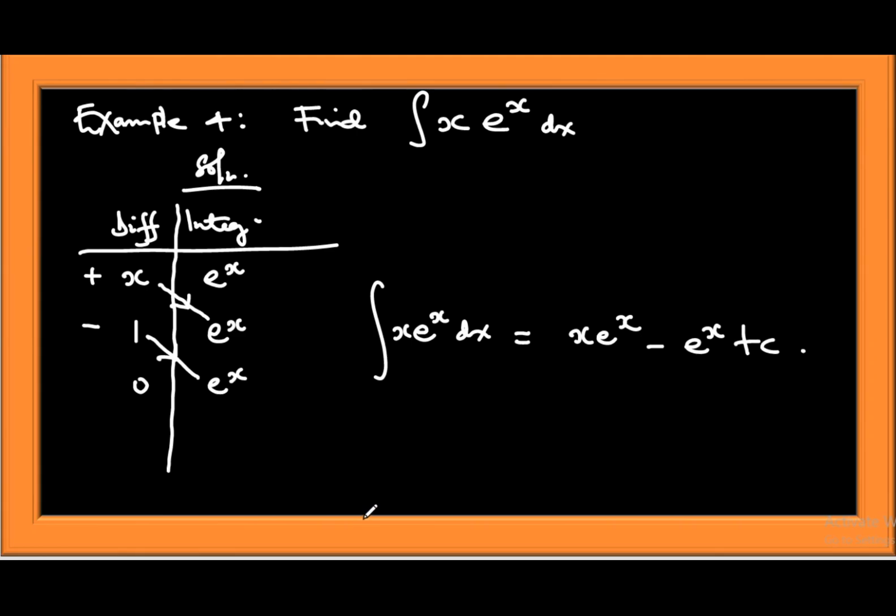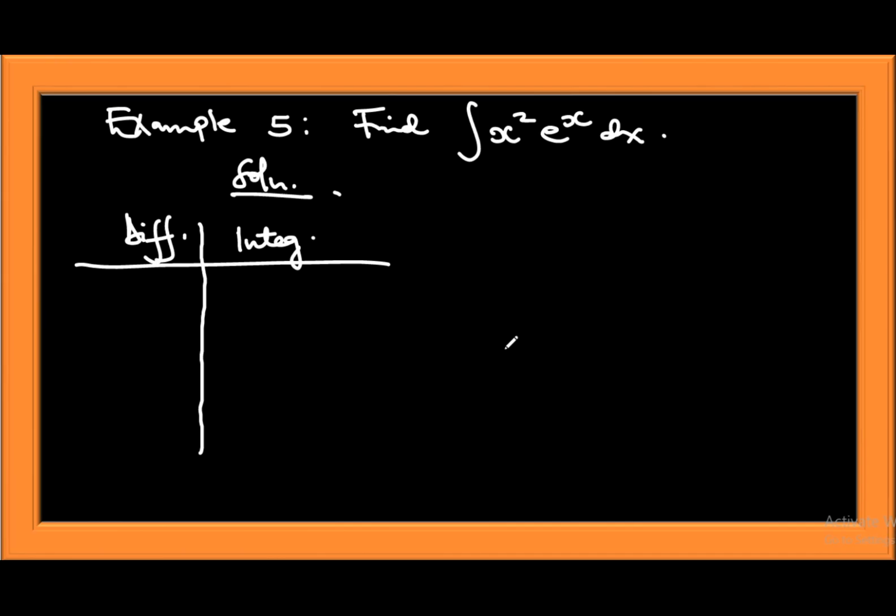Finally, example 5, and that will be the end of our examples. Then I give the exercise. Okay, there we are. We are now having x squared exponential x dx. If we are to use the formula by parts, we're supposed to go through it 2 times to get this integral. But here, we shall have x squared under differentiation, and exponential x under integration.